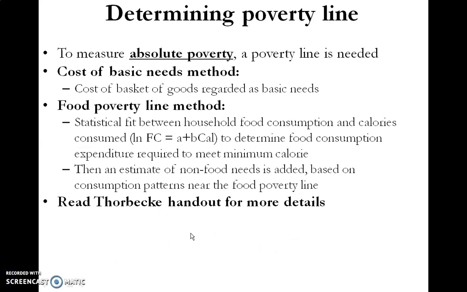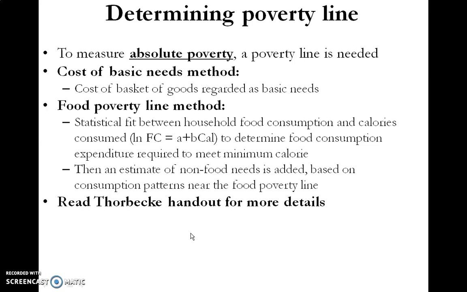So when we are measuring absolute poverty, when we, for example, determine the different FGT measures, we need a poverty line. Okay, so there are two methods of basically constructing a poverty line. The first method is the cost of basic needs method, and the second method is the food poverty line method. So the cost of basic needs method will consider the cost of a basket of goods that is regarded as basic needs and how much that amounts to. That could be one way of determining a poverty line.